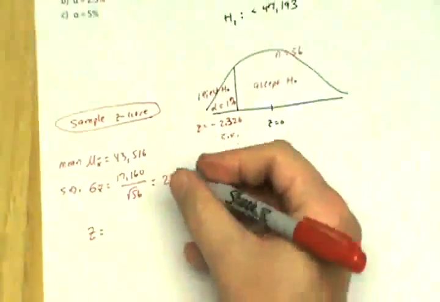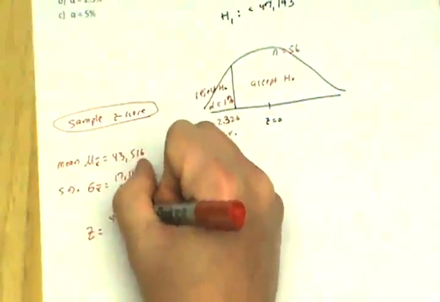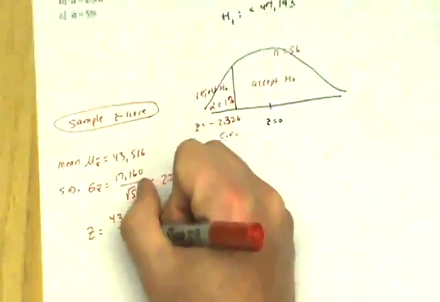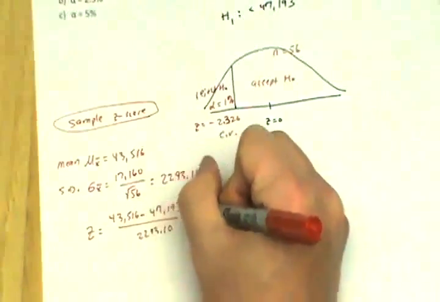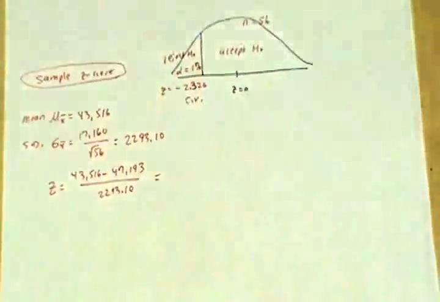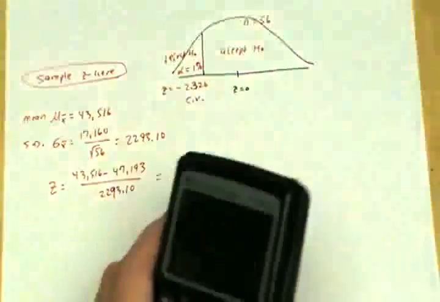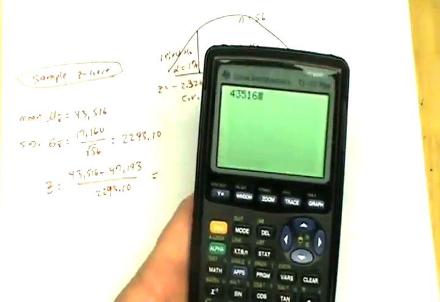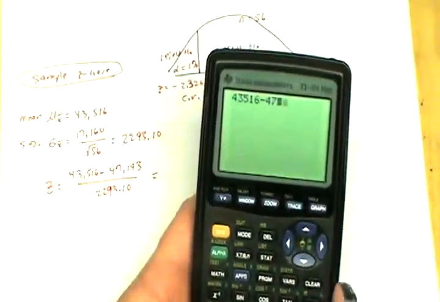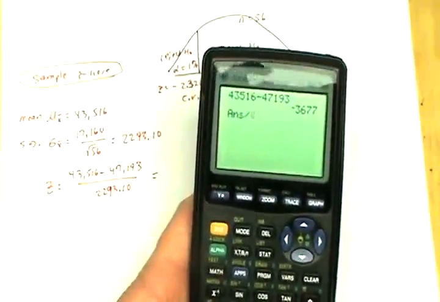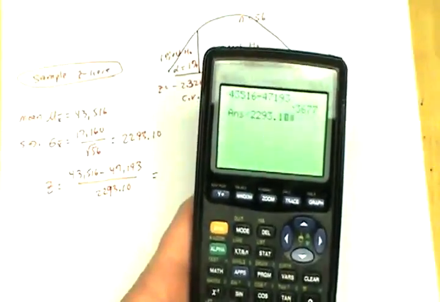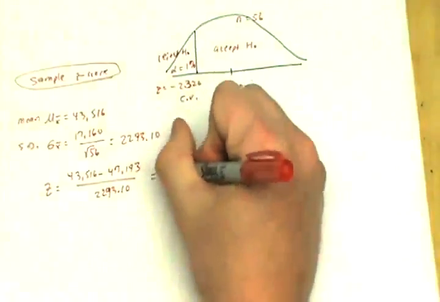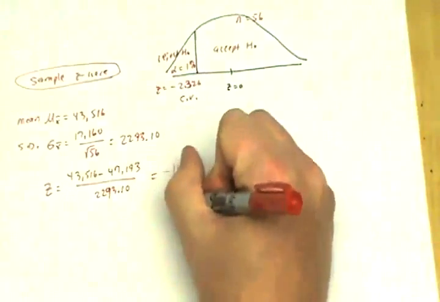And then our z-score, that's our sample mean, minus the mean, which is what was stated, divided by the standard deviation. Okay, so 43,516 minus 47,193. We're going to divide that by 2293.10. Negative 1.60. That's called our test statistic.